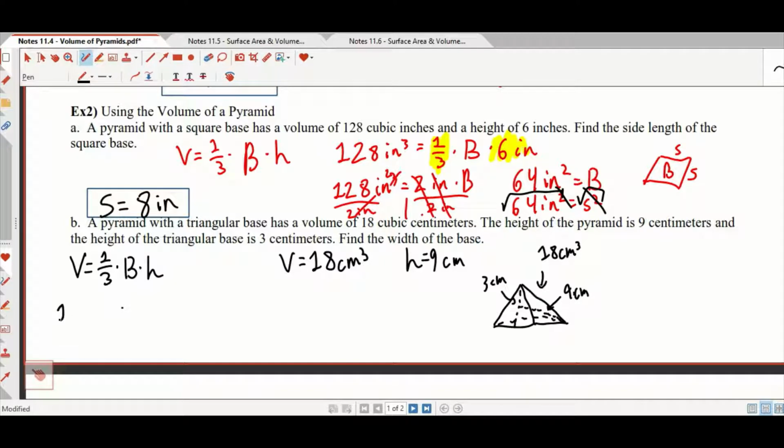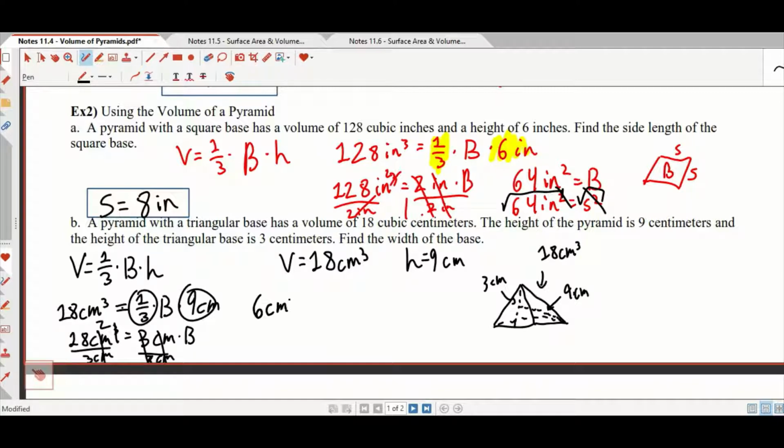So the volume is 18 centimeters cubed is equal to 1/3 times the area of the base, which we do not know, we know a little bit about, we'll talk about that in a minute, times the height, which is 9 centimeters. Multiply those, and you get 18 centimeters cubed is equal to 3 centimeters times the area of the base. Divide both sides by 3 centimeters. And you get 18 divided by 3 should be 6. I just want to make sure. There you go. 6 centimeters squared is equal to the area of the base.